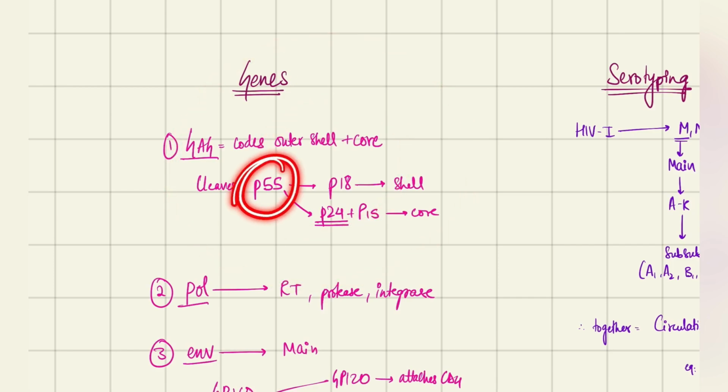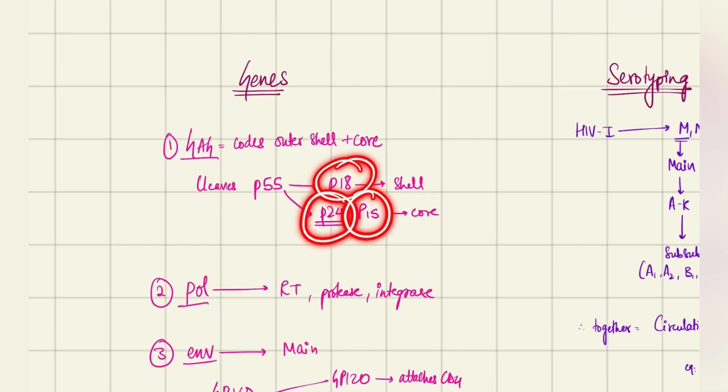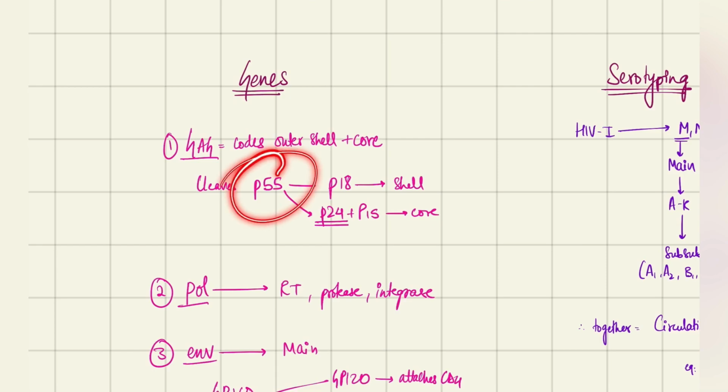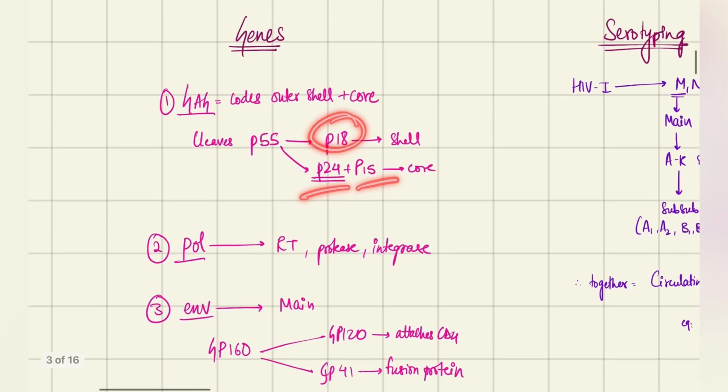Basically we have the P55 protein, which is cleaved into P18, P24 and P15. You have to remember this; write it one or two times and you'll easily be able to remember it. P18 is responsible for the shell, while P24 plus P15 is responsible for the core. This will be re-emphasized later because P24 is a very important antigen.